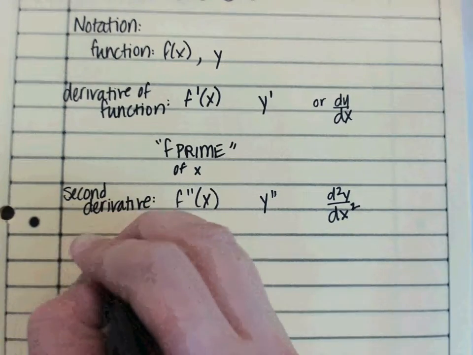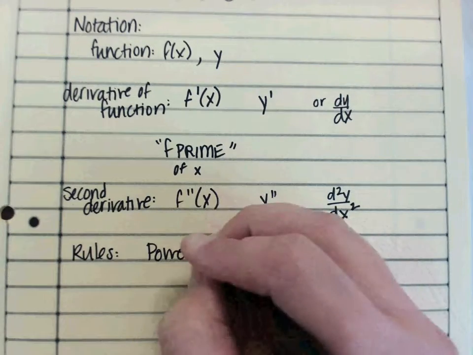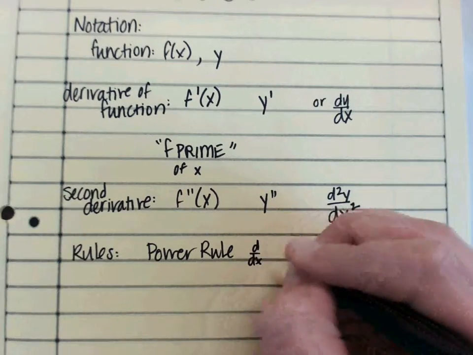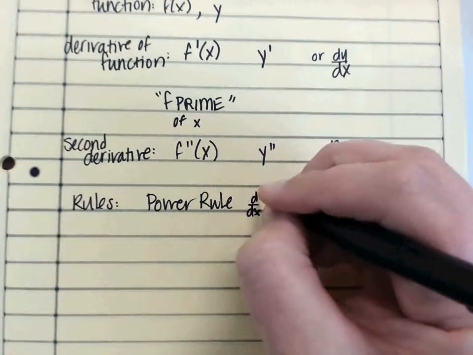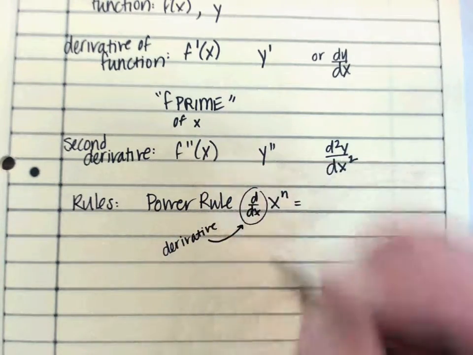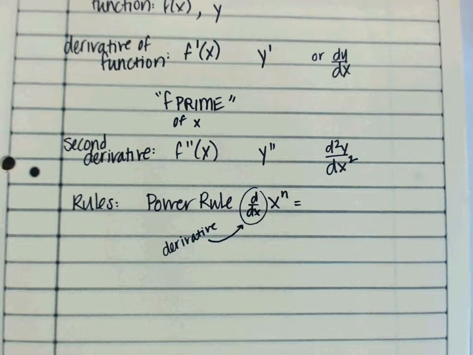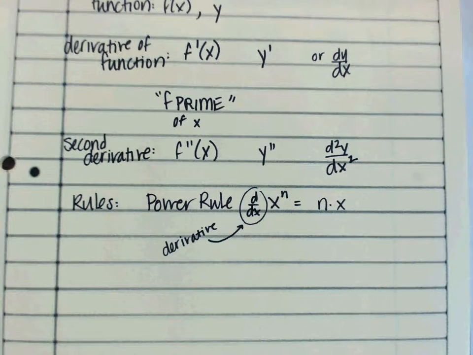Your first rule is going to be the power rule. If you take the derivative of x to the n, and you're seeing that d dx there, that means derivative. Here's what you're going to do. You're going to take whatever your exponent is, n, multiply it down to the front, and then reduce the exponent by 1. So if your exponent was an n, now it's an n minus 1. Sounds more complicated than it is. I'll show you how to do it in a second.